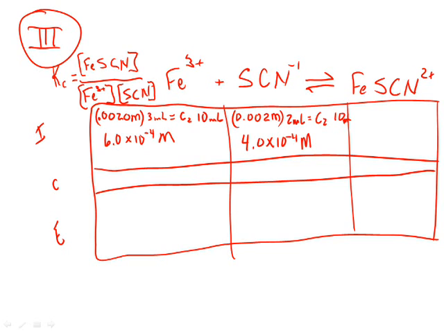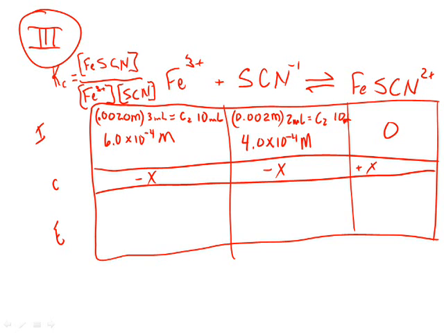That's the initial concentration. What's the initial concentration of the iron thiocyanate when you first mix these two things together? 0. Oh, that makes it easier. That makes our math a lot easier. So which direction is this reaction going to go? To the right. In fact, it's going to add X to this. It's going to subtract X from this. And it's going to subtract X from this.